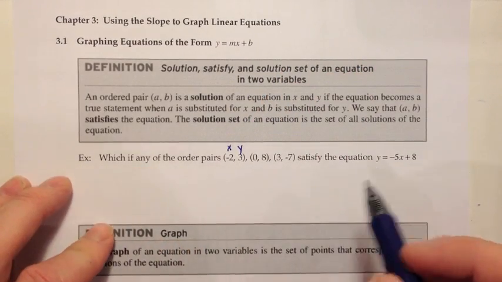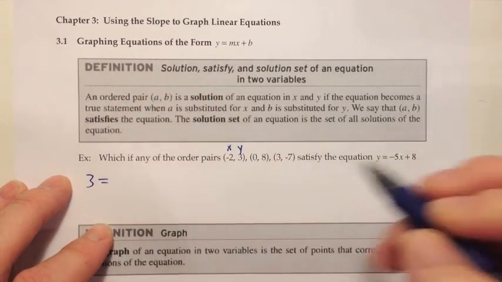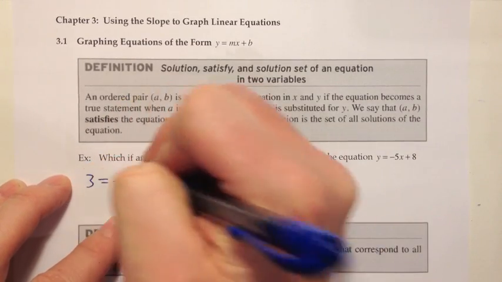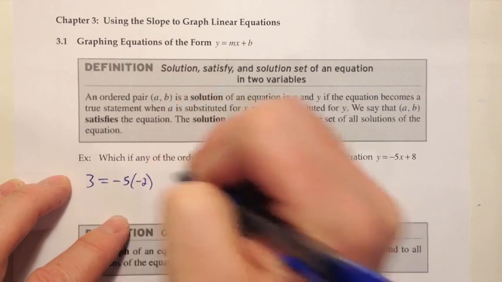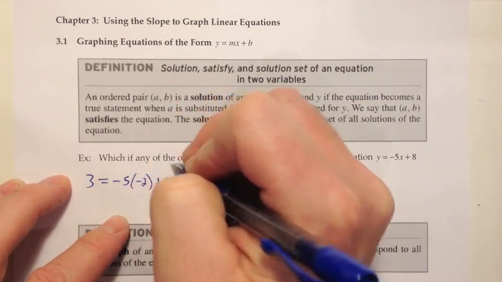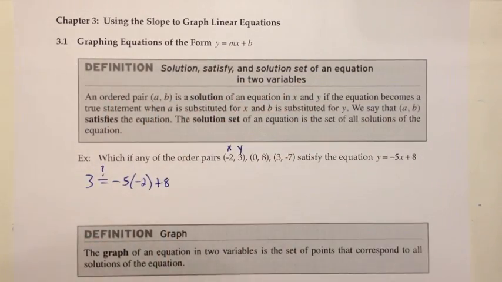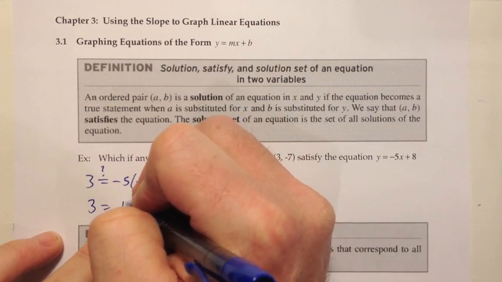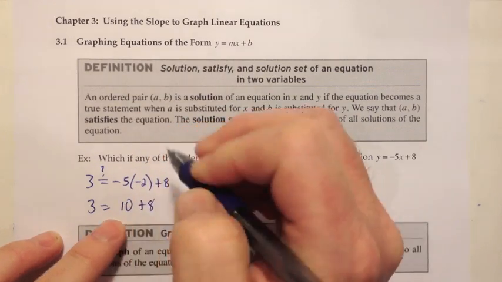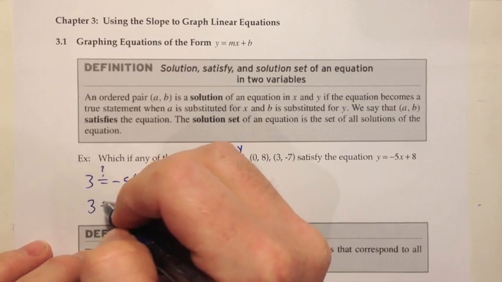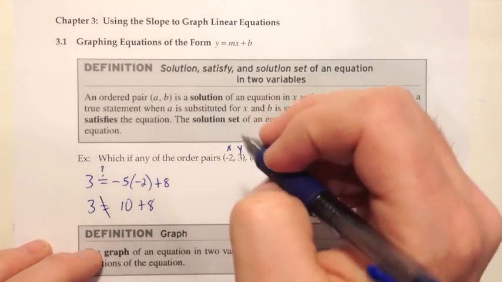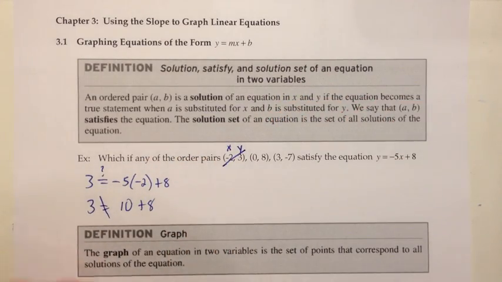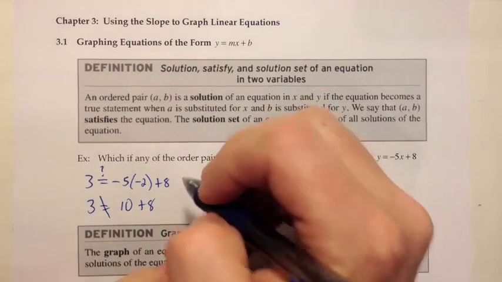So the y is 3, and negative 5 times x is what the equation says, and our x would be negative 2, and then plus 8. And what we're wondering is, is that true or not? Because if it's true, then we've got a solution right there. So let's see, I have 3, and then negative 5 times negative 2 is positive 10, and then plus 8. So that looks like 3 equals 18, which I'm not a believer in, so I'm going to cross that off and say no to that one. I tried to substitute those values in for x and y, and when I did that, I did not get a true equation.